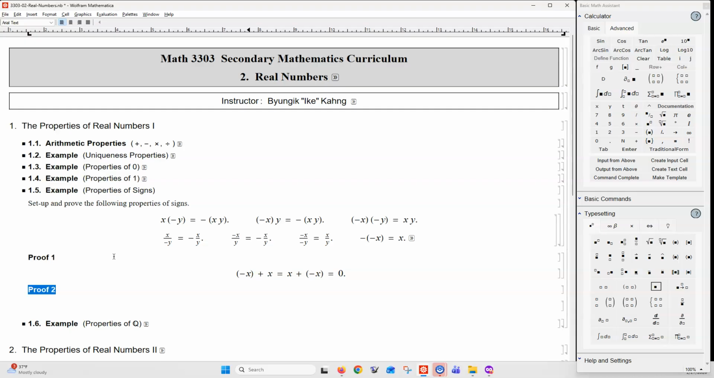Which one shall we do next? This one? Okay, alright. What do you have to prove here? This is the additive inverse of x times y. That's what you have to prove.